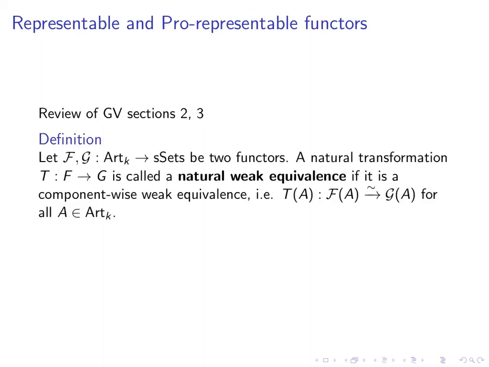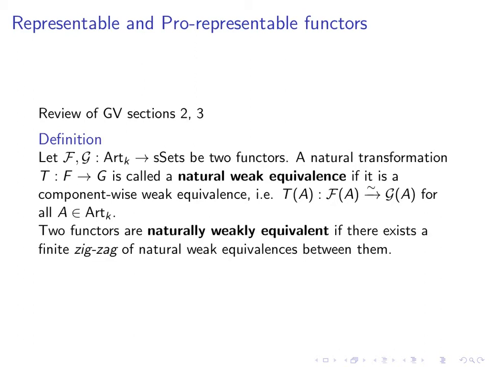So take two functors, F and G, from Artin local rings to simplicial sets. We say that a natural transformation between them is a weak equivalence if it's a level-wise or component-wise weak equivalence. That means for each object, or K-algebra A, F(A) to G(A) is a weak equivalence of simplicial sets. And then two functors are naturally weakly equivalent if there exists a finite zigzag of natural weak equivalences between them.